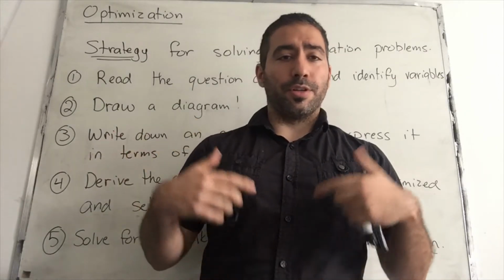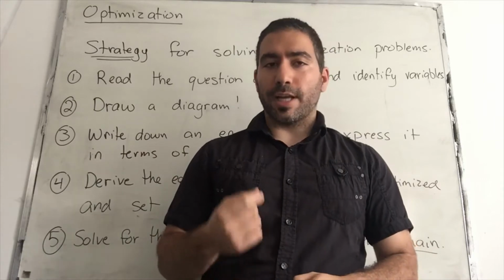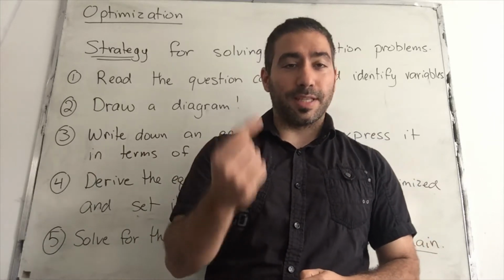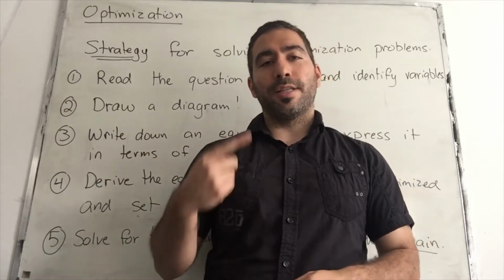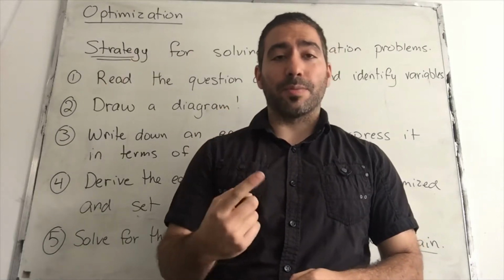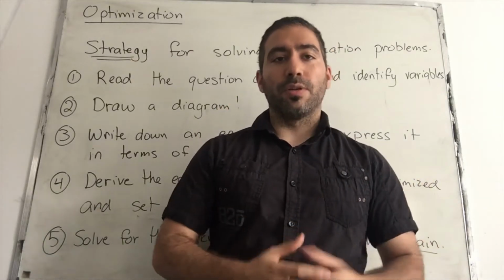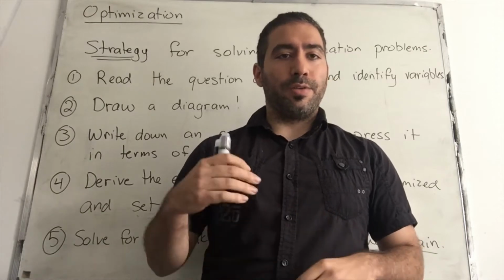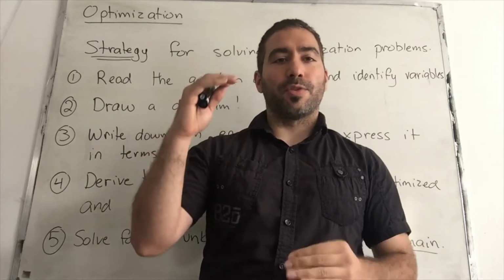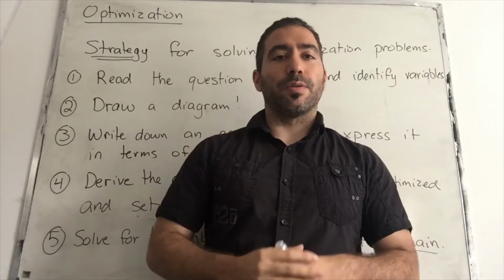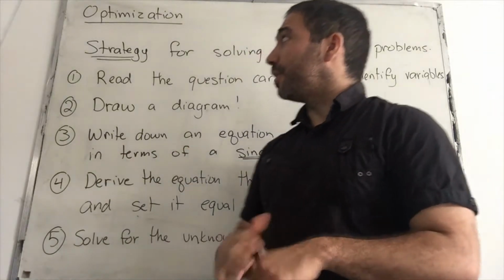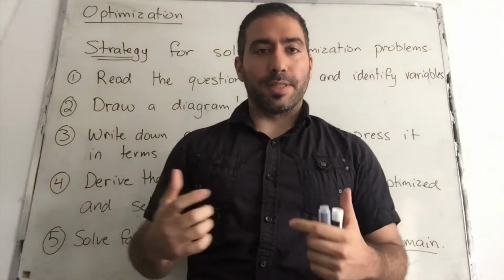Optimization is different. You're creating an equation, but your equation has to be expressed in terms of a single variable, only one. And then you're going to take the derivative with respect to that variable and set the equation equal to zero. Because we know that when a function has a maximum or a minimum, its derivative is equal to zero. So behind me is a strategy that we're going to use to solve optimization problems.